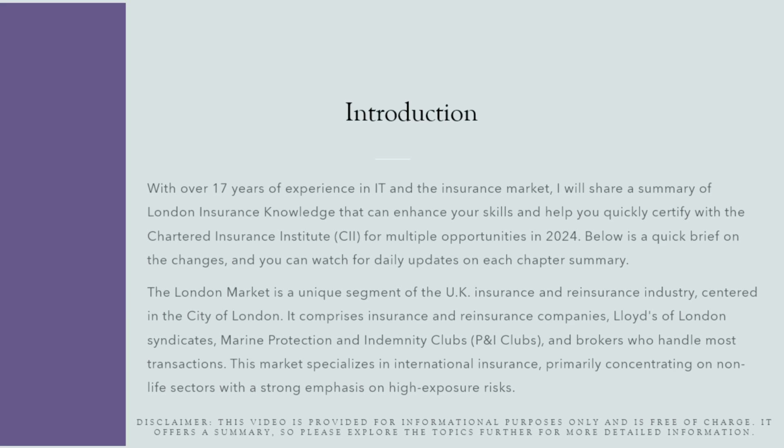The London market is a unique segment of the UK insurance and reinsurance industry. Centred in the City of London, it comprises insurance and reinsurance companies, Lloyd's of London syndicates, marine protection and indemnity clubs, P&I clubs, and brokers who handle most transactions. This market specializes in international insurance, primarily concentrating on non-life sectors, with a strong emphasis on high-exposure risks.